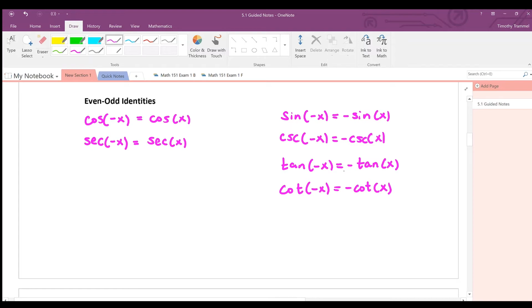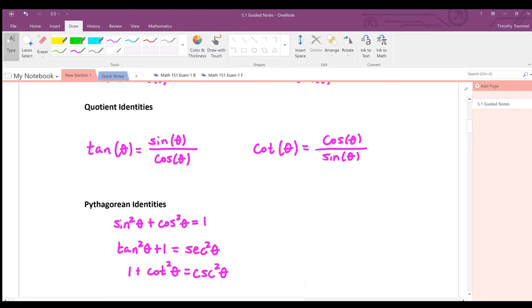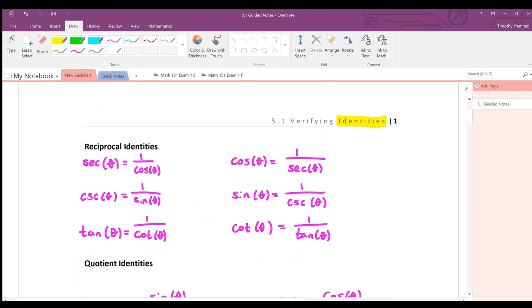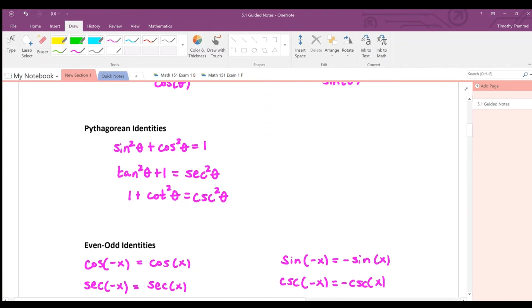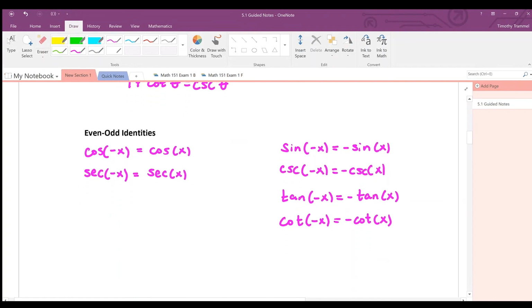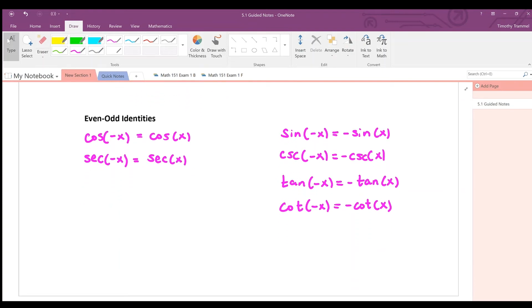All right, so that might have seemed like a long list of identities, but again, I want to remind you, these were all ones that we already knew. Now, again, our goal is going to really be to rewrite things using these identities. And this will be an extremely helpful skill in your future physics and math courses.